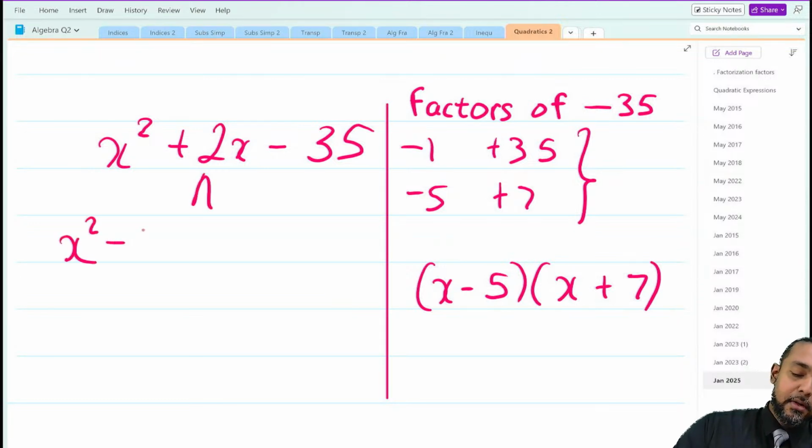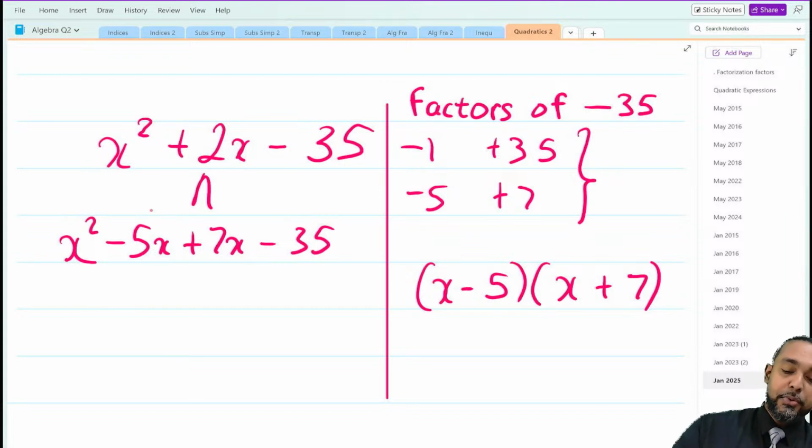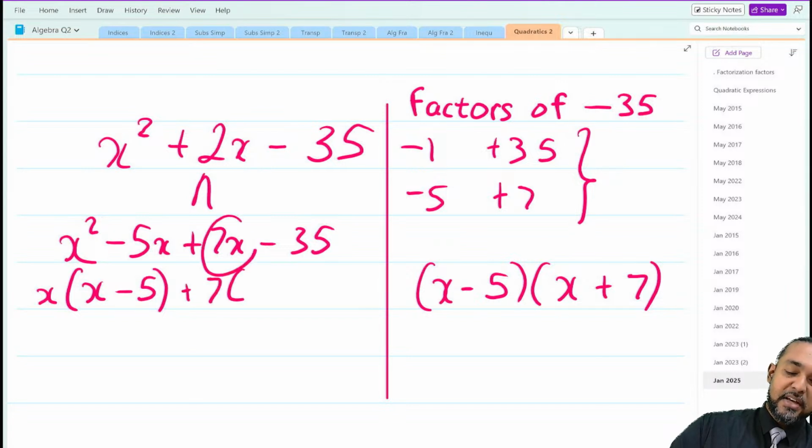So you could put x squared minus 5x plus 7x minus 35. So you're splitting 2x into minus 5x plus 7x, right? And you factor in each pair of terms by grouping. Between x squared and minus 5x, the common factor is x. When we divide, what's x squared divided by x? x. Minus 5x divided by x is minus 5. Between 7x and minus 35, you can put 7 as the common factor. 7x divided by 7 will give us x. And minus 35 divided by 7 is minus 5, and then just plain old 5.